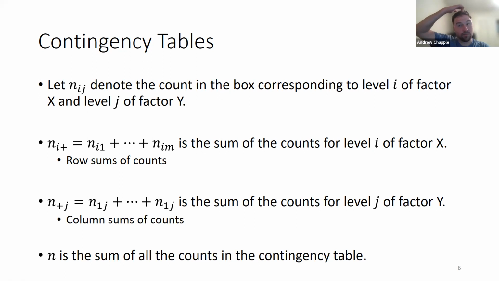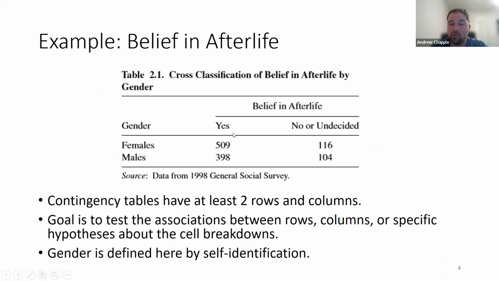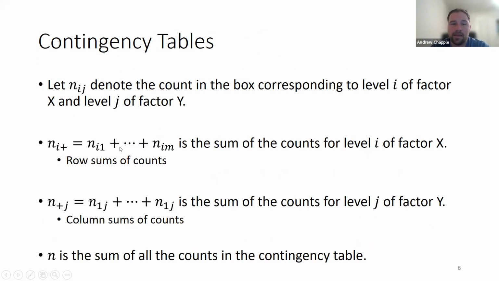So here, I'm just doing some notation, just expressing what it is. Nij, this is the count in the box corresponding to factor level I of factor X and level J of factor Y. So in this example here, N11 is 509, N12 is 116, N21, the second row, first column is 398, and N22 is 104. Then N i plus, this is the sum of the counts in a row. So this would be, in that example, total number of males or females. N plus j is the total number of counts in each column. So this would be the total number of yeses or no or undecideds. And then N here is going to be the sum of all counts in the contingency table.